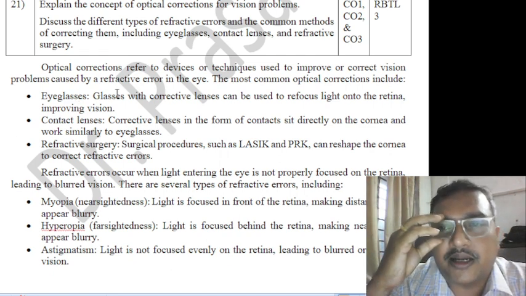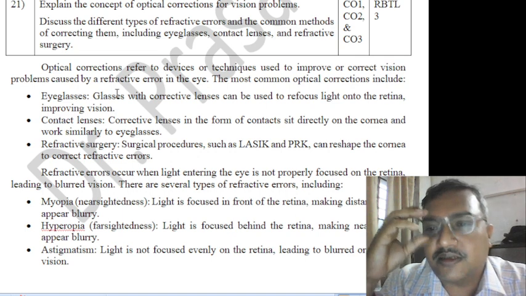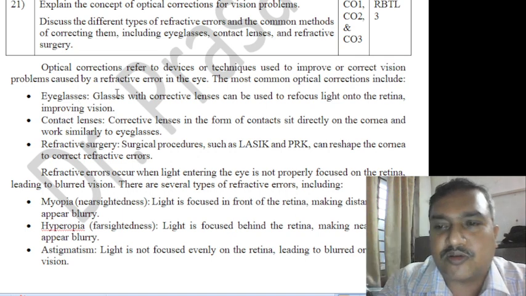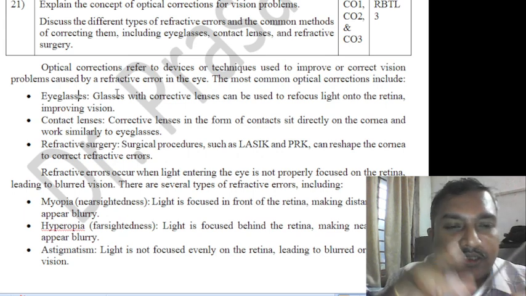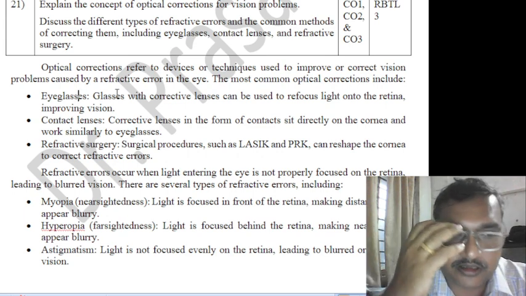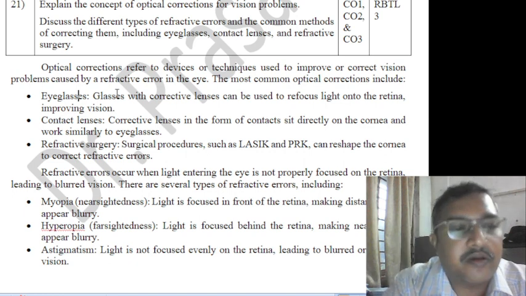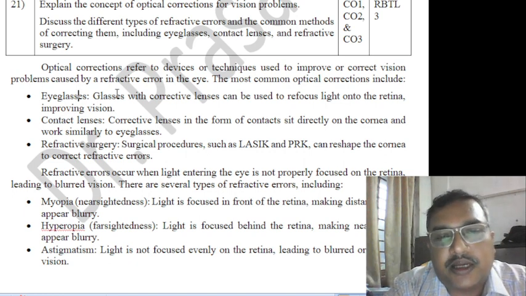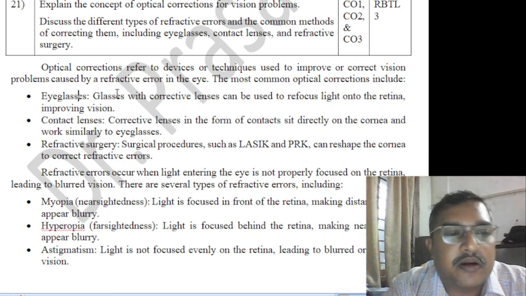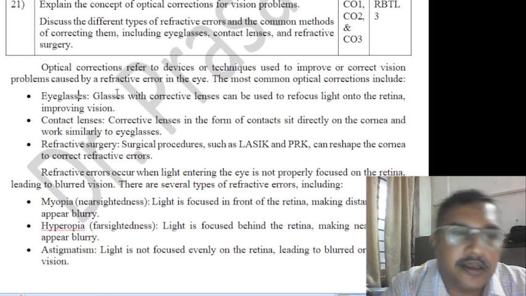If no glasses, I cannot use it. It is always a headache to my nose, there is weight on the nose. Then I have to throw the glasses, purchase one lens and put it inside the eye. That is contact lenses. Or we can do refractive surgery, a surgical procedure such as LASIK surgery or PRK, which can reshape the cornea to correct the refractive errors.